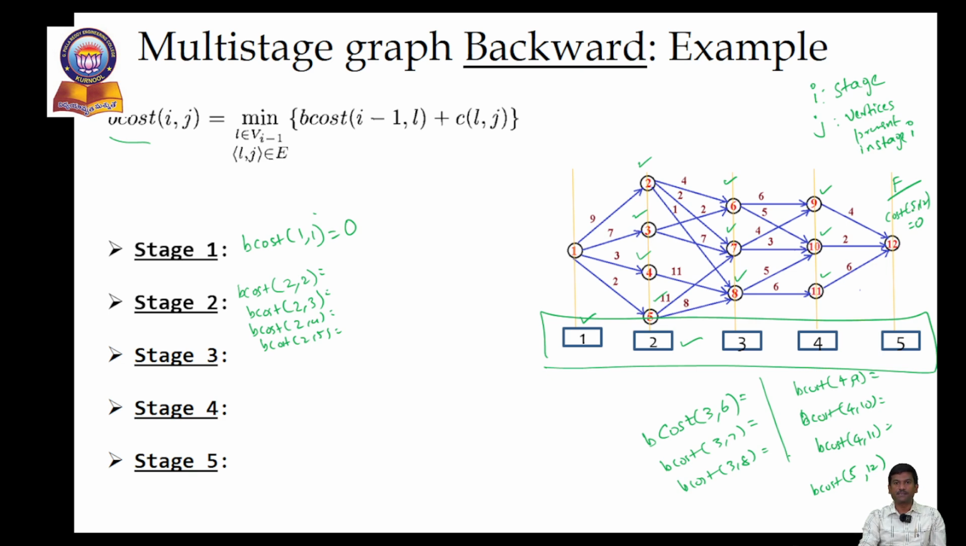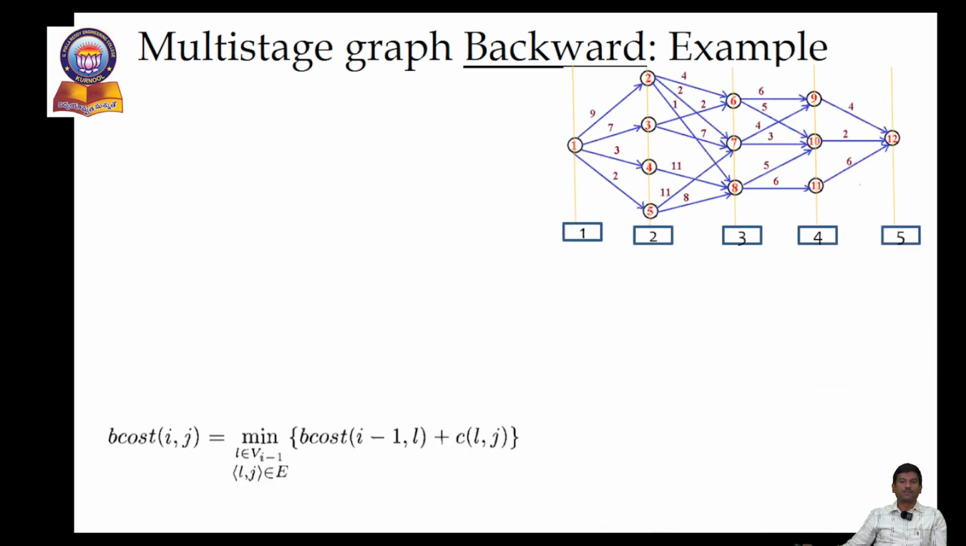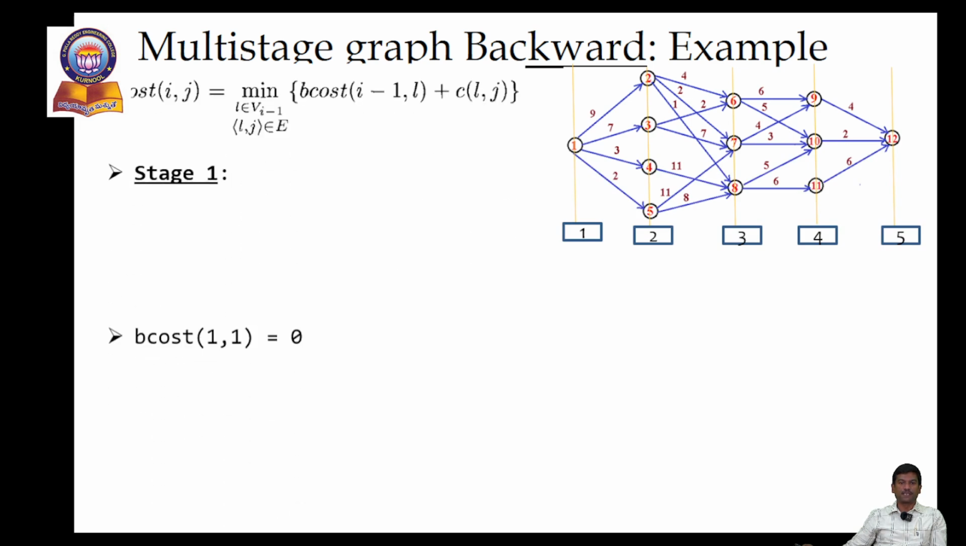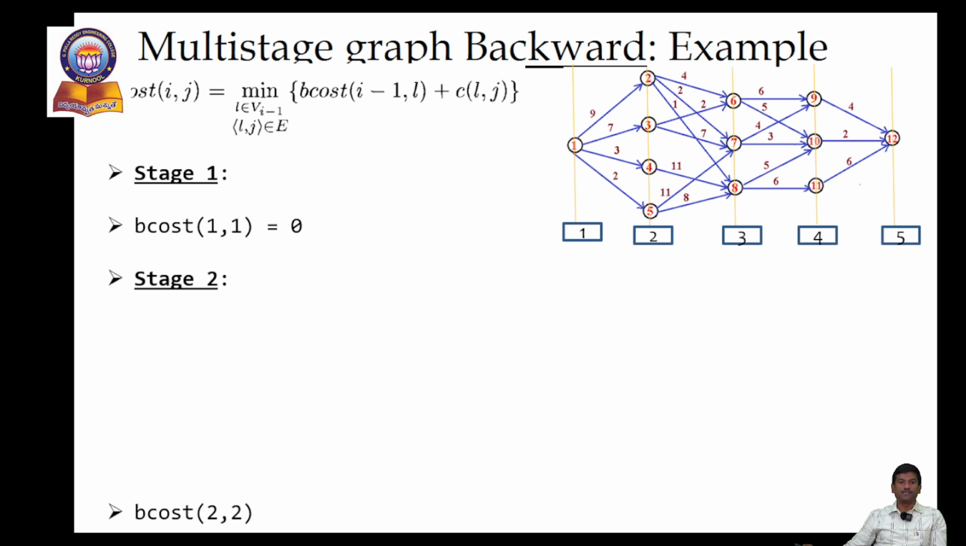What does this 5 indicate? The stage. And what does the 12 indicate? At stage 5 there is a vertex that is 12. And in the forward approach, cost of 5 comma 12 is set to 0. Similarly, within the backward approach, b cost of 1 comma 1, the first stage, first vertex, is set to 0. And then we have to find b cost of 2 comma 2, 2 comma 3, and so on. At every stage you have to find the cost. So coming to finding the cost of the second stage, which is given by the formula, that is b cost of 2 comma 2.